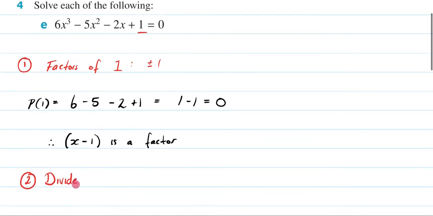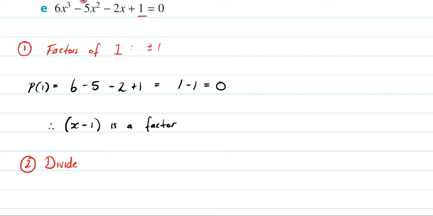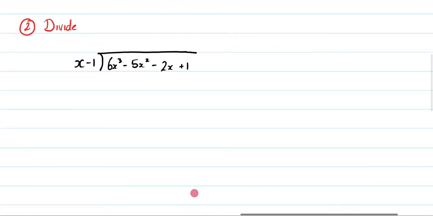So let's scroll down a little bit. Not too far because I need to write some things down. We're going to go x minus 1, then we're going to divide this 6x cubed minus 5x squared minus 2x plus 1. All right, now remember, we should get 0 as our remainder. If we don't, we've done something wrong. All right, let's begin. How many times does x go into 6x cubed? It goes in 6x squared.